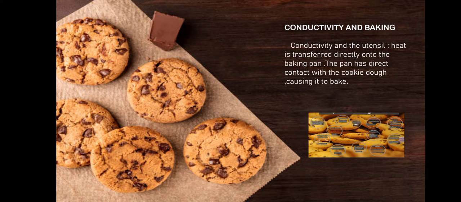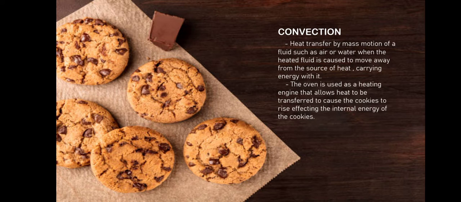Conductivity and baking. Conductivity in the utensil: heat is transferred directly onto the baking pan. The pan has direct contact with the cookie dough, causing it to bake. Convection: heat transfer by mass motion of a fluid such as air or water, when the heated fluid is caused to move away from the source of heat, carrying energy with it.